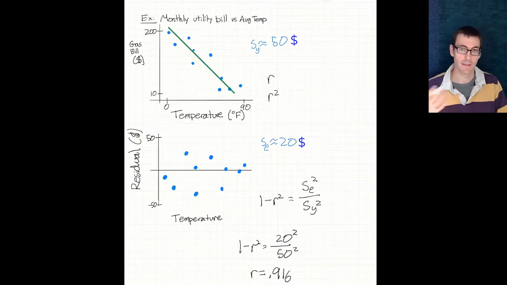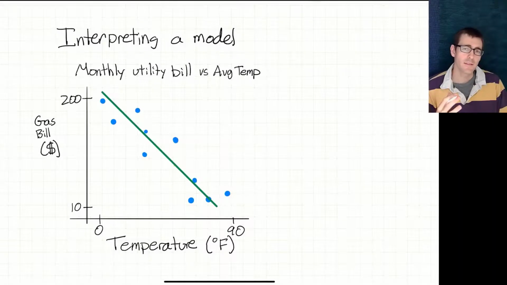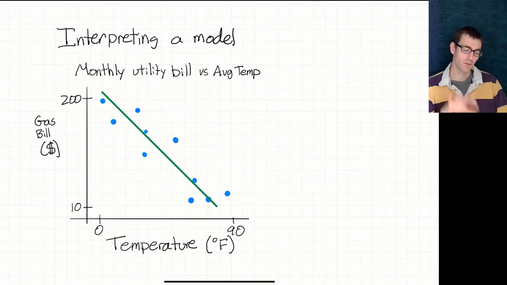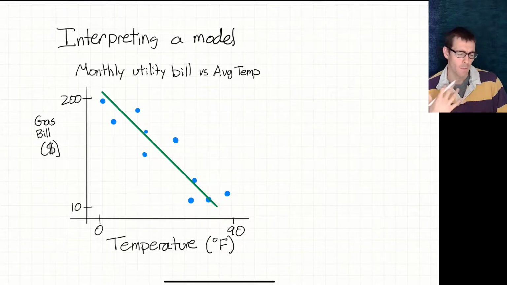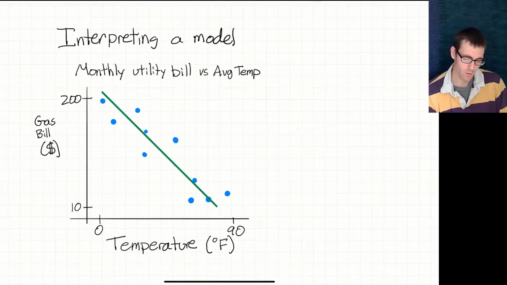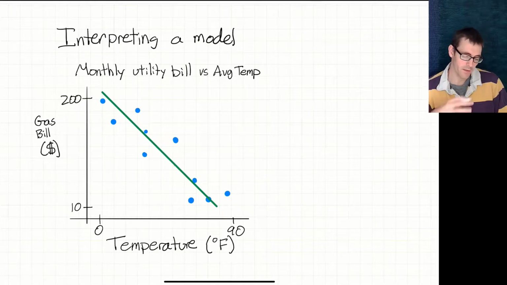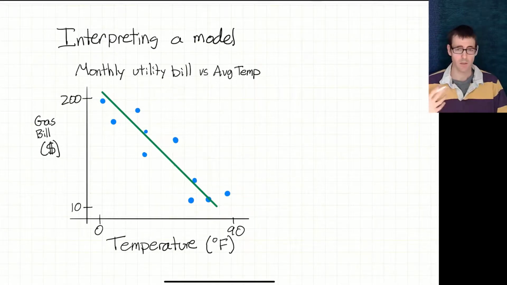All right, the last thing that we're going to talk about in this video is, once we have one of these models, how do we interpret it? Once we have an equation for the least squares regression line, what do we say about it? How do we use that information? So let's take our example from before. We are comparing the gas bill in dollars to the outside ambient temperature.